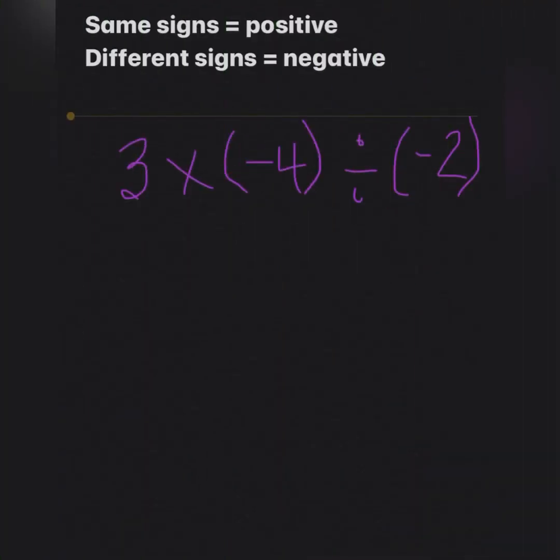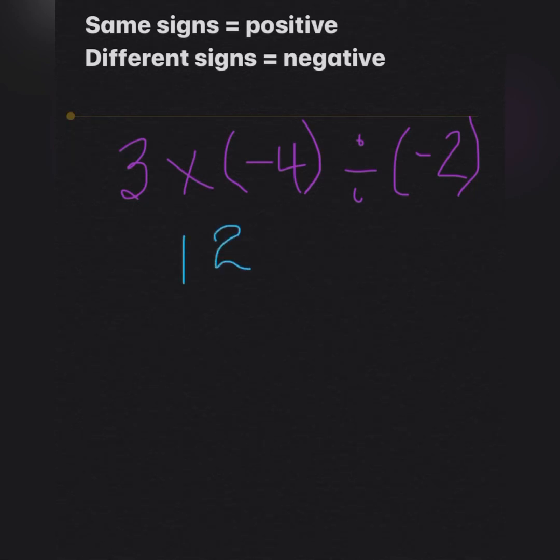Now let's look at this final example. It's just as simple, it just has more numbers in it. We're going to work it out like we know how, using the rules, right? So we have 3 multiplied by a negative 4 divided by a negative 2. So we know the multiplication first, right? So let's do it. So we're doing 3 multiplied by 4, and we know that gives us 12.